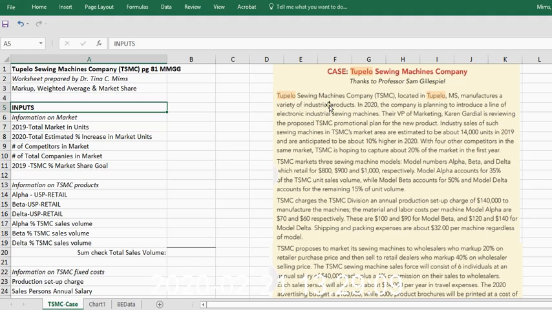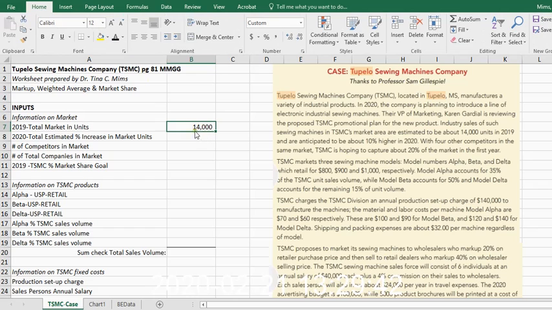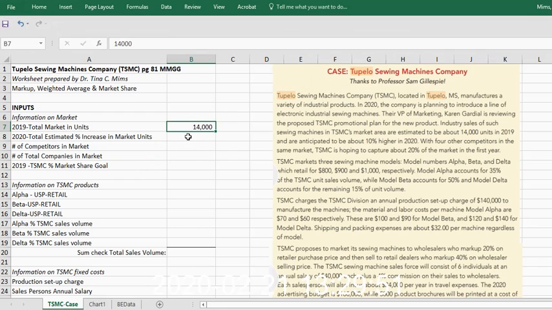Tupelo Sewing Machine manufactures a variety of these products. They're different sewing machines, and their marketing VP is reviewing a proposal that has a new product plan. The industry sales of sewing machines is about 14,000 units in 2019. So in B7, we want to put in 14,000. We want to make sure we use the comma and get rid of the zeros to decrease the decimals if this sheet is not already formatted for you.